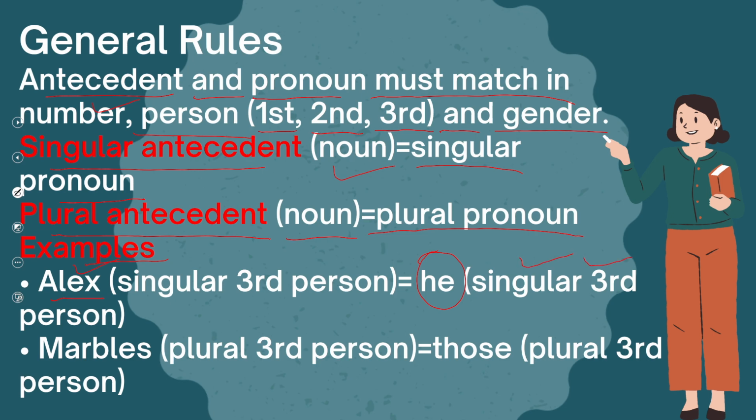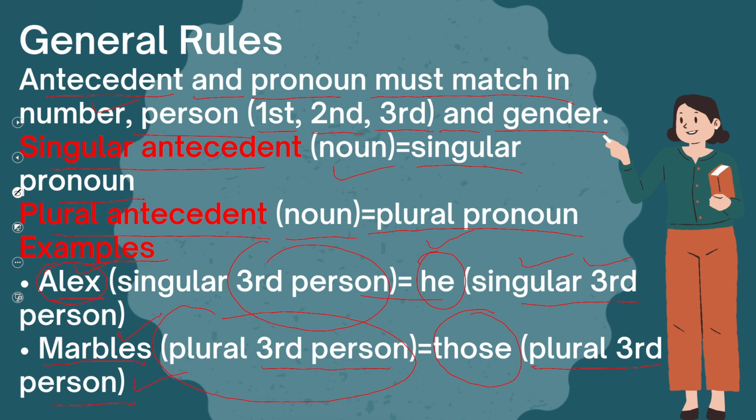So when we say Alex is a nice boy, he is always studying, we know that Alex with he is used because they are both addressing the third person singular. Now, marbles are plural third person. The noun is plural form and it is used with third person. So that's how we use our antecedent pronoun, because it is also in our third person narration.